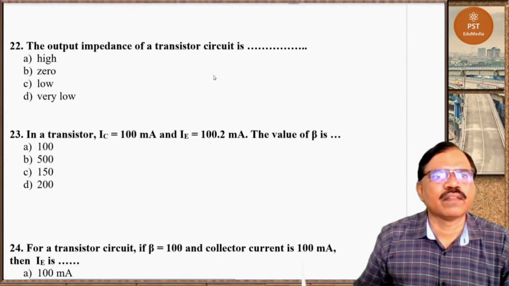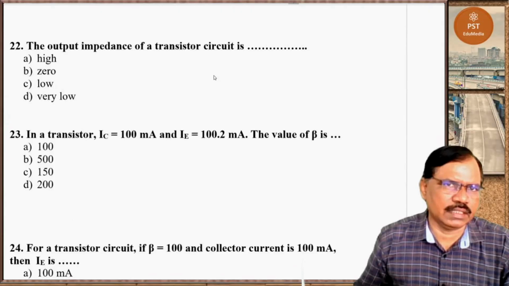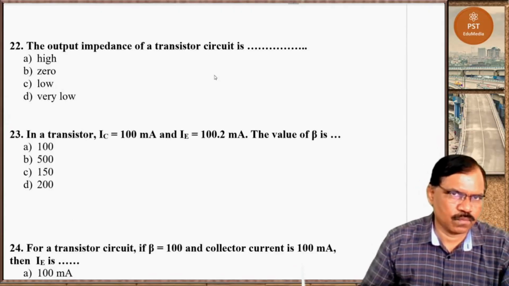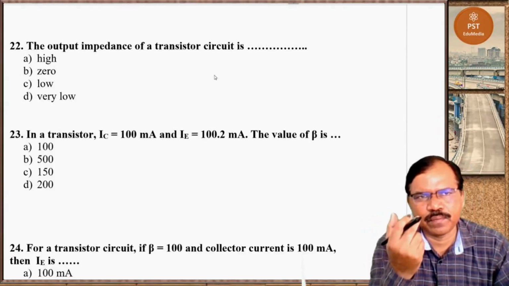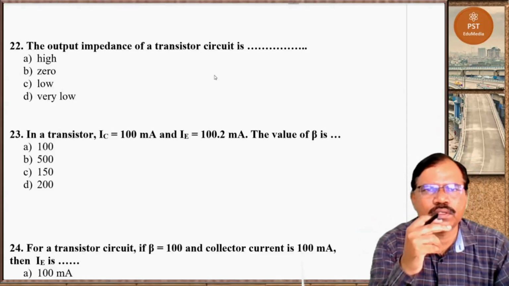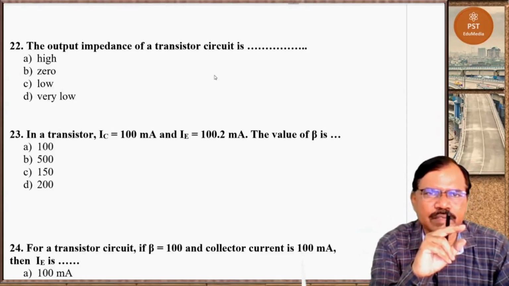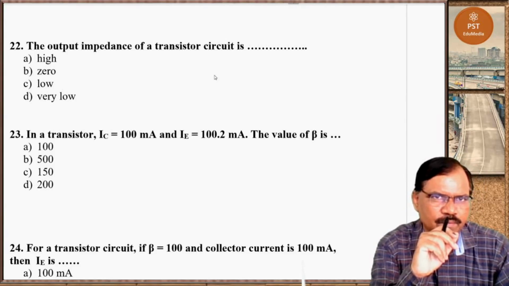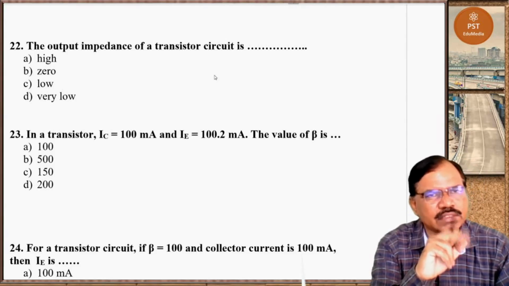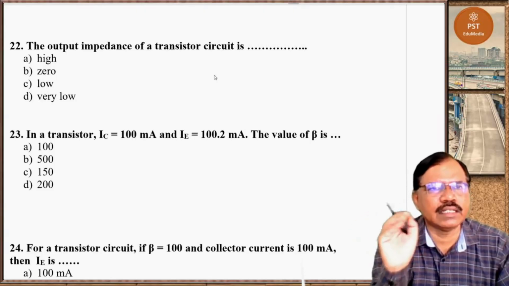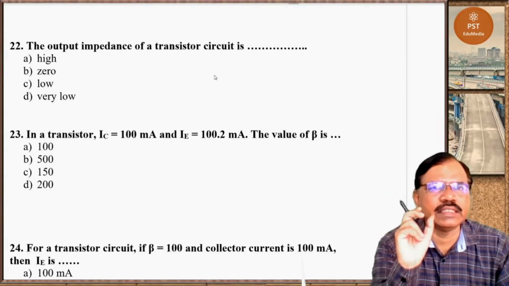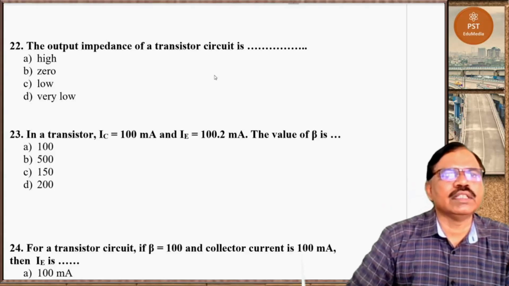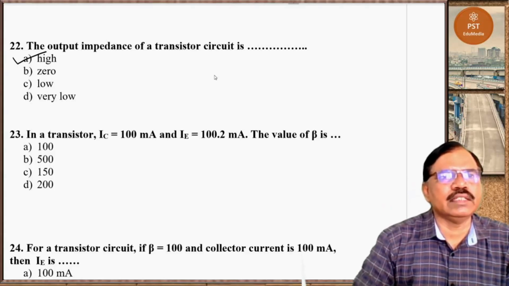Now next one, the output impedance of a transistor circuit is. Here, input we take between base and emitter, that is forward biased, and output we take generally in the collector circuit, and the collector base junction is reverse biased, so generally output impedance is high.